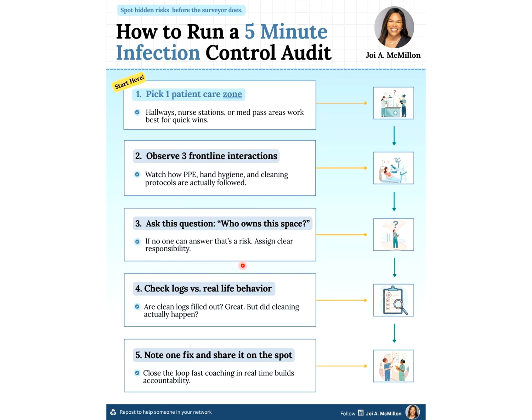Assign clear responsibility. Check logs versus real life behavior. Are clean logs filled? Great, but did cleaning actually happen? That is again a big question. You are comparing the logs with the real life behavior. Note one fix and share it on the spot. Close the loop. Fast coaching in real time builds accountability.